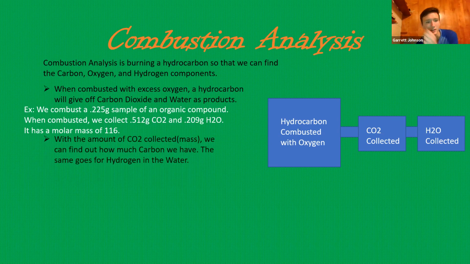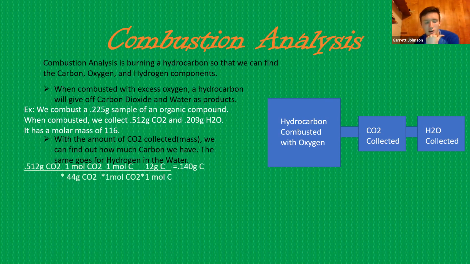With the amount of CO2 collected, we can find out how much carbon we have. Same goes for hydrogen and water. This is why hydrocarbons work this way. So there's our carbon right there. We collected 0.512 grams of carbon dioxide. Do a little dimensional analysis, cancel out those units, and we convert it to carbon, and we get 0.14 grams of carbon.